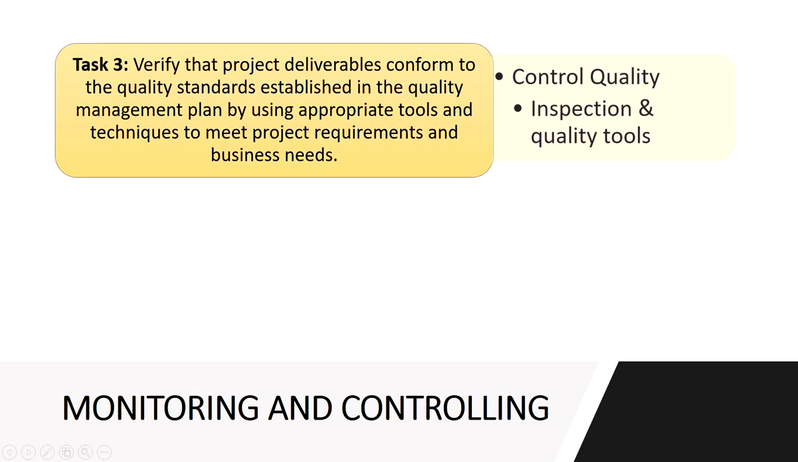And for that reason, a major output of the process in question is known as a verified deliverable. That verified deliverable means it has been internally verified and is good to go to the customer. So some of the things that are used here again are inspection and things such as check sheets and checklists to check those quality components into the deliverable. So verify that the project deliverables conform to the quality standards established in the quality management plan by using appropriate tools and techniques to meet project requirements and business needs.